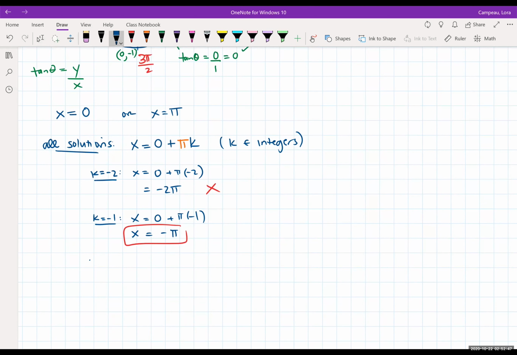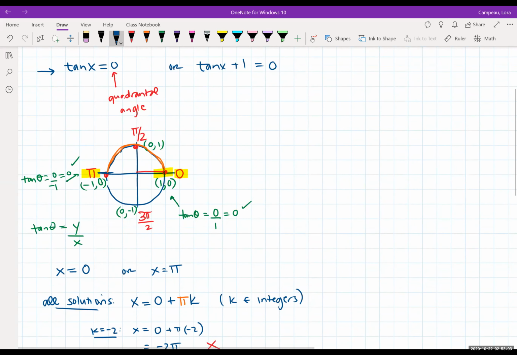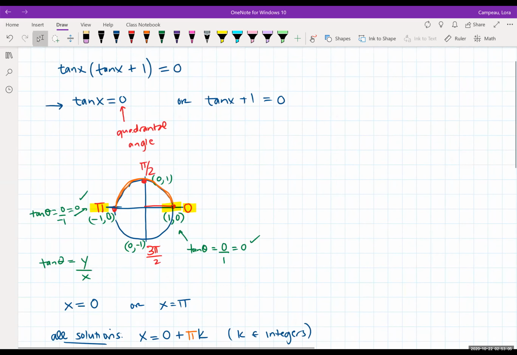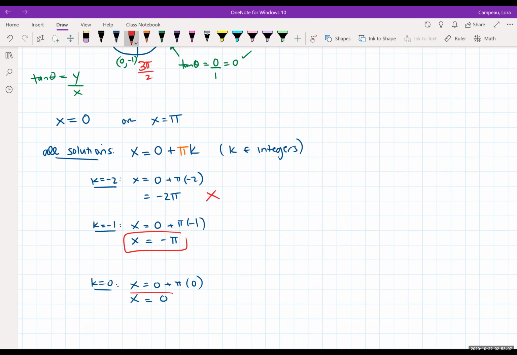Another integer, we're just counting forward, k equals 0. x equals 0 plus pi times 0. Well, we get 0. And yes, that is also in the domain from negative pi to positive pi. So we will circle that solution as well.